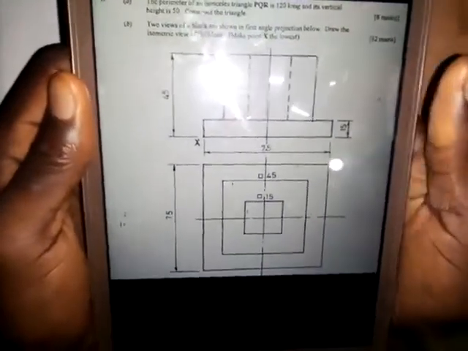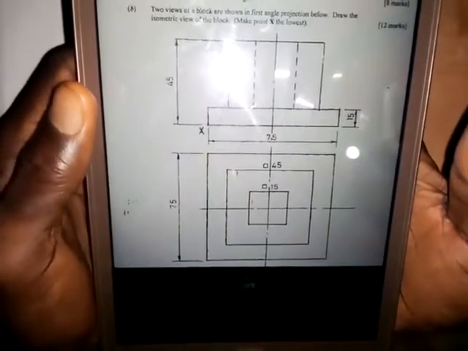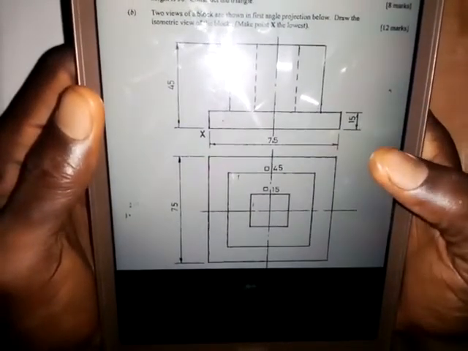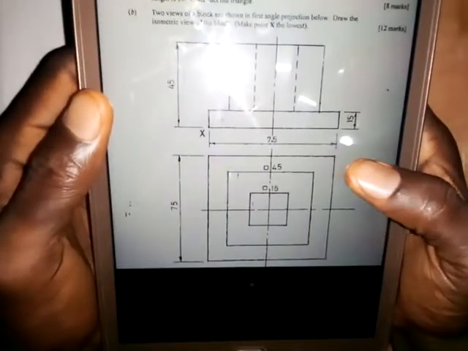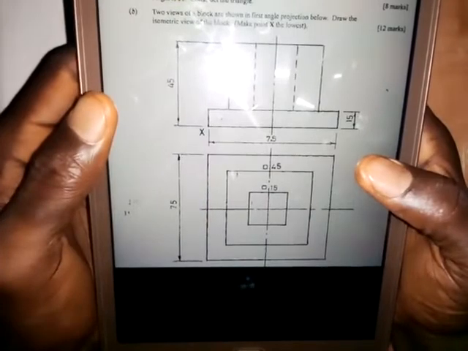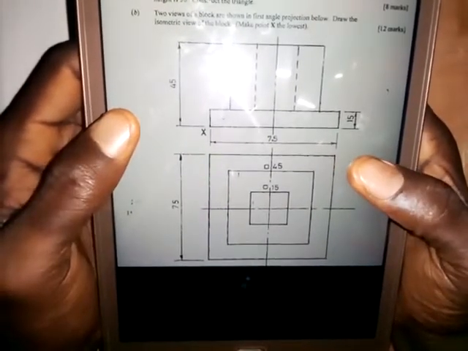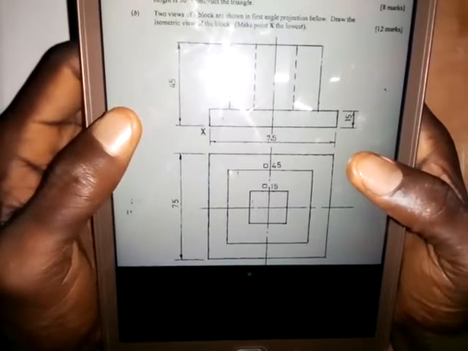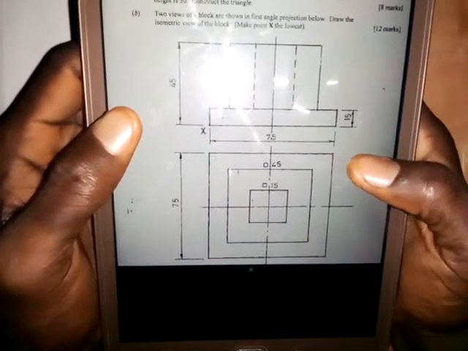Alright, here I want to show you how to solve this problem. This particular question happens to be a WAEC question, and before I begin to talk about the diagrams that you are looking at, let's read the question for us to know what we are to do with these diagrams.